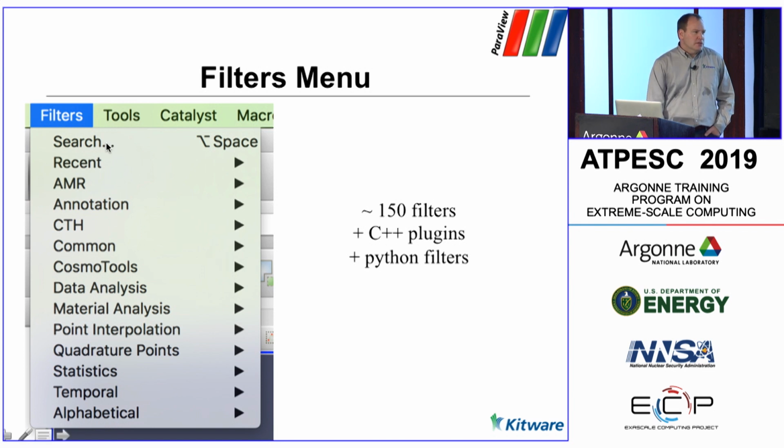Or hit search, and it'll pop up a dialog. You type in a couple of letters from the name of a filter or an operation you're trying to do, and it'll give you that list of filters which match that. It's kind of the fastest way to look through them. There are about 150 built into the copies of ParaView that Kitware distributes. As before with the readers, you can extend ParaView with new filter types, either via C++ plugins or Python algorithms and filters, which you can do at runtime if you're familiar with the VTK library.